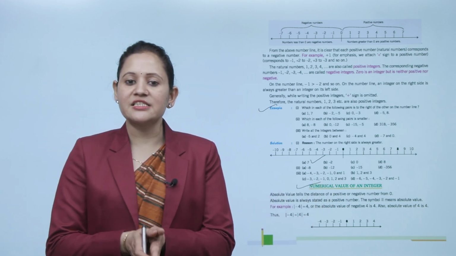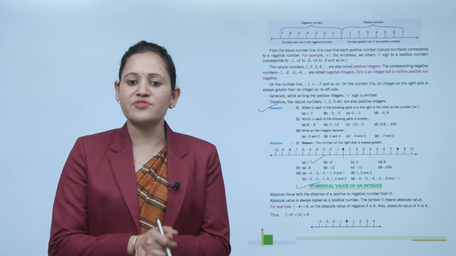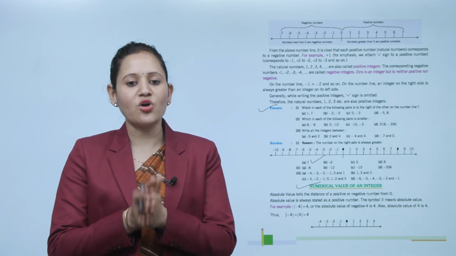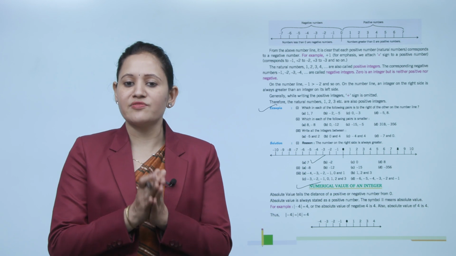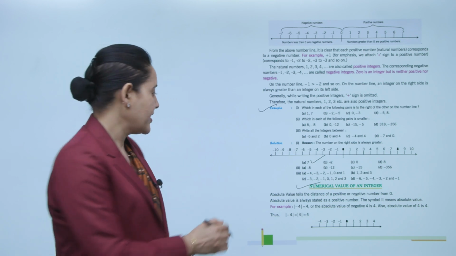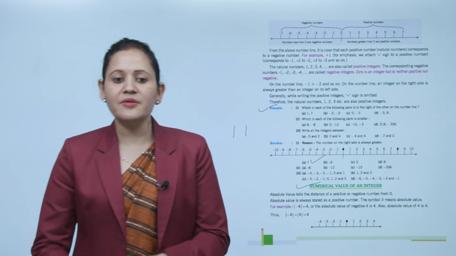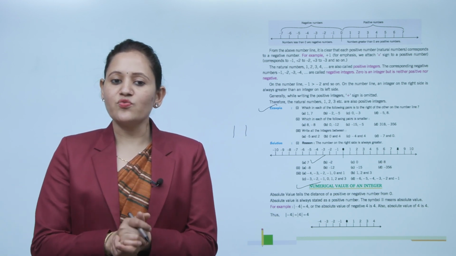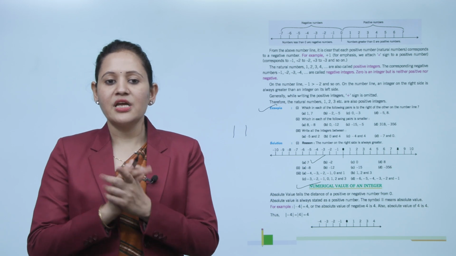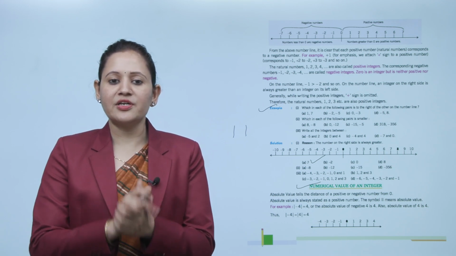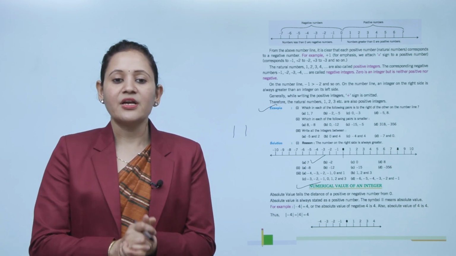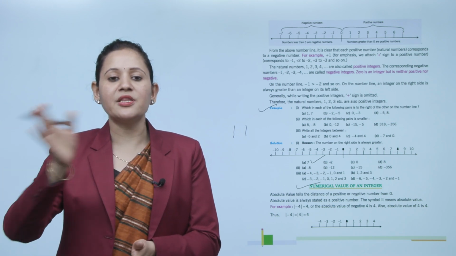Absolute value tells us the distance of the positive or the negative number from 0. Absolute value is always stated as a positive number. This is the symbol of absolute value. Clear? For example, the absolute value of -4 will be 4. In absolute value, we do not consider the sign. So, the numerical value will be the absolute value.